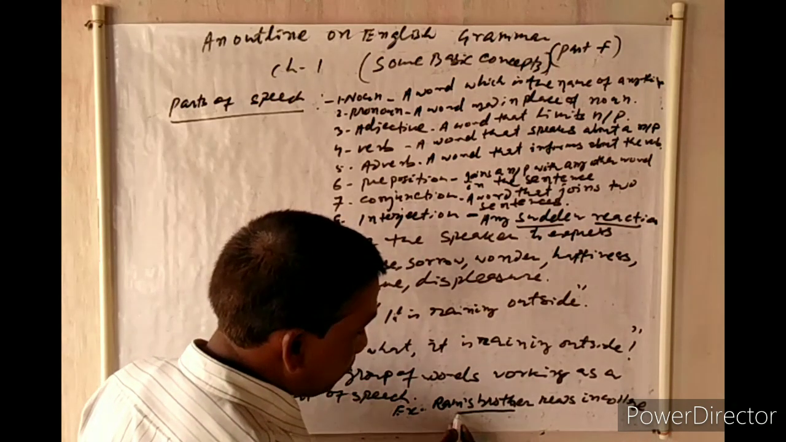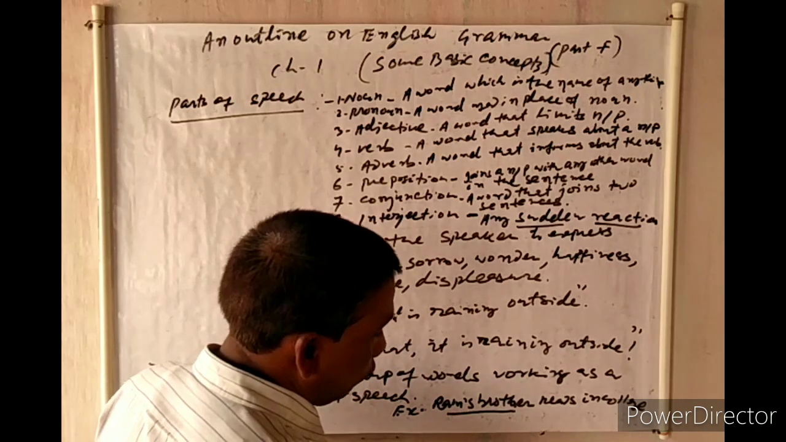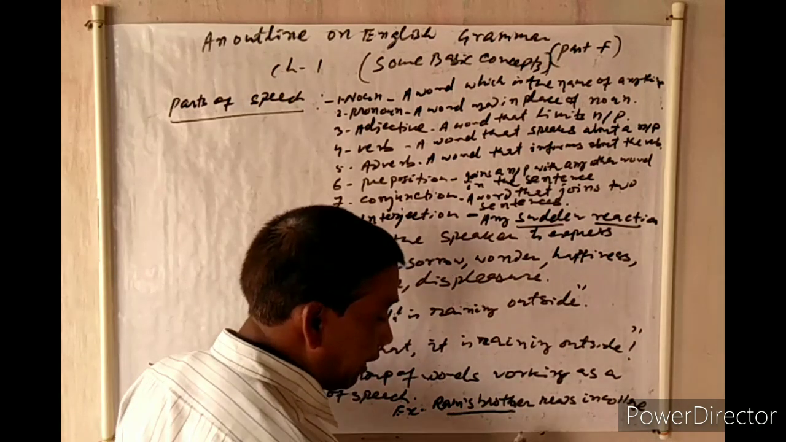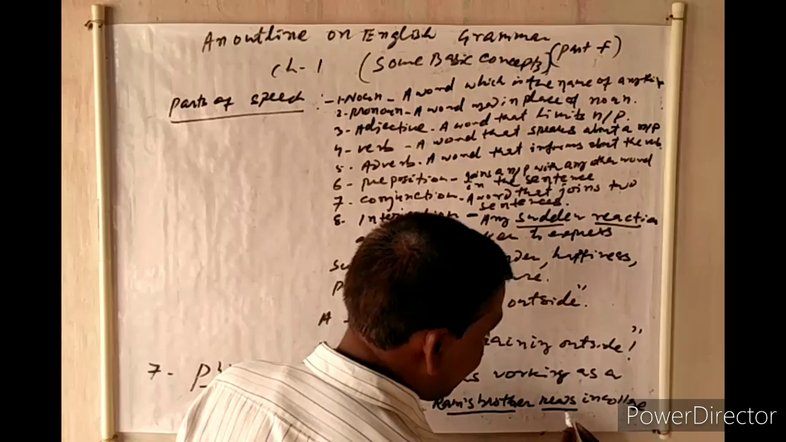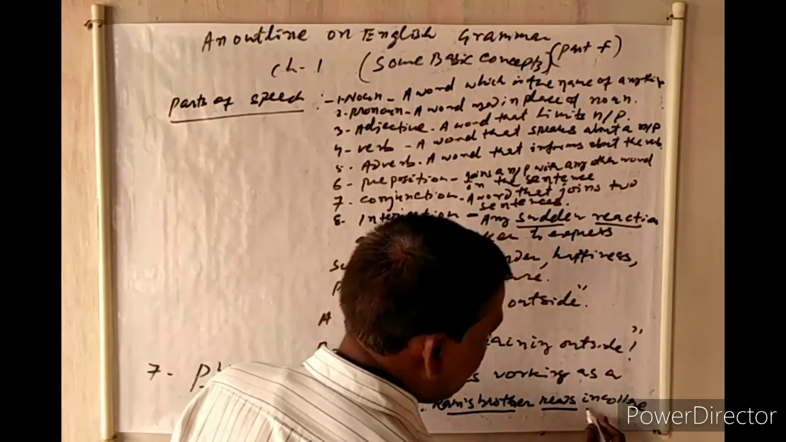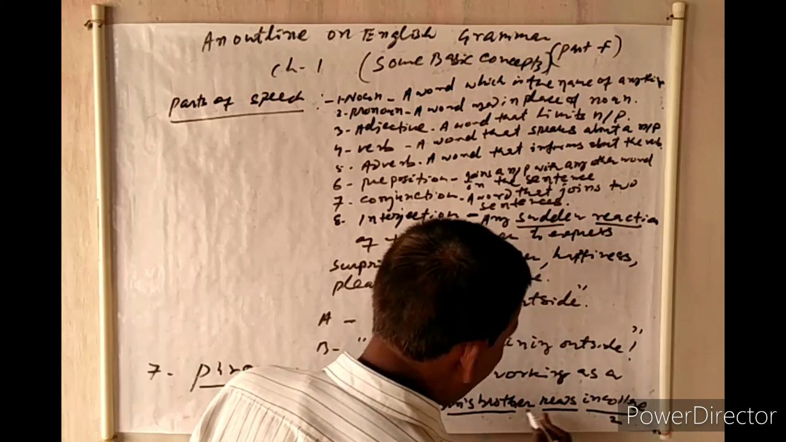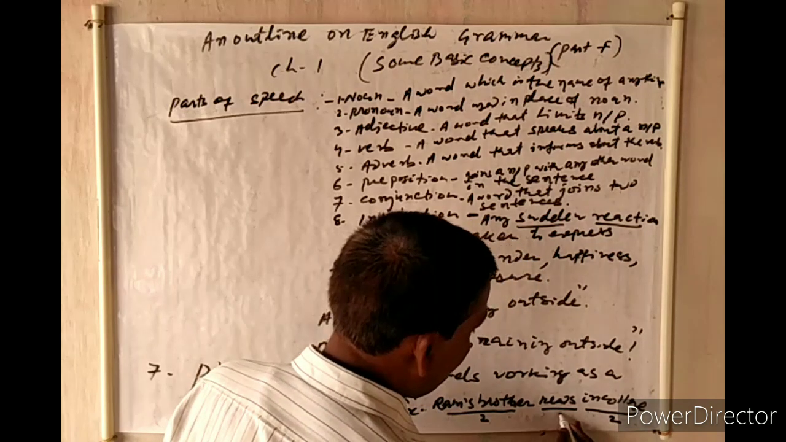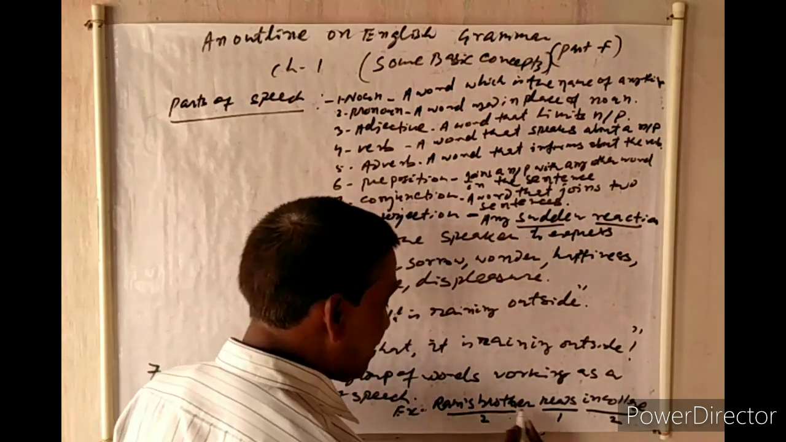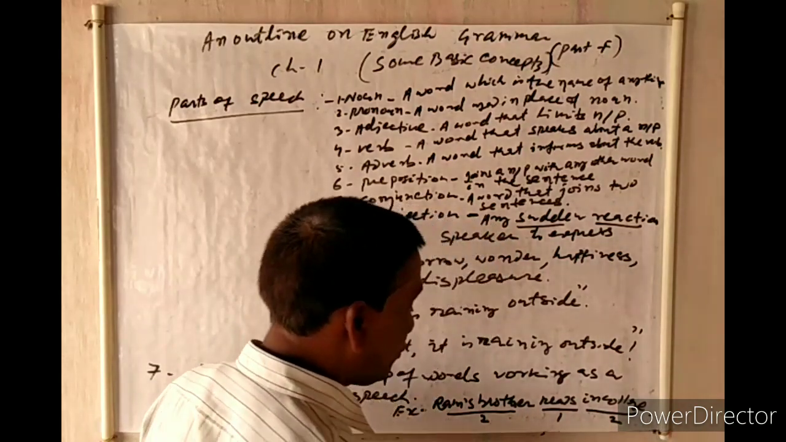It is Ram's brother. What does Ram's brother do? You get the answer from a single word, that is, reads. Where? In college. The answer is from two words. It is a two-word answer, but this is a one-word answer. So this is a sentence, that is, Ram's brother reads in college.